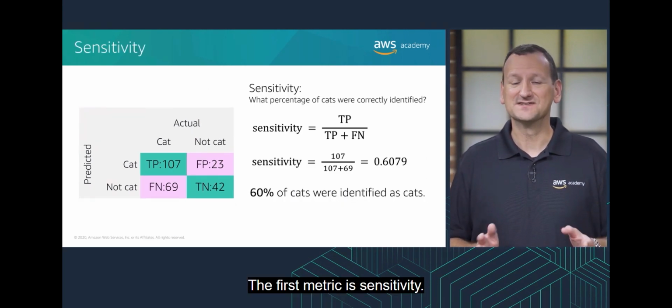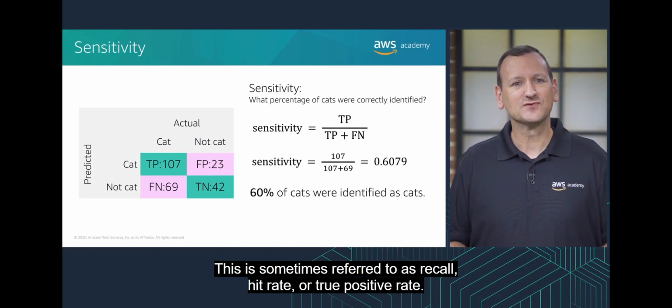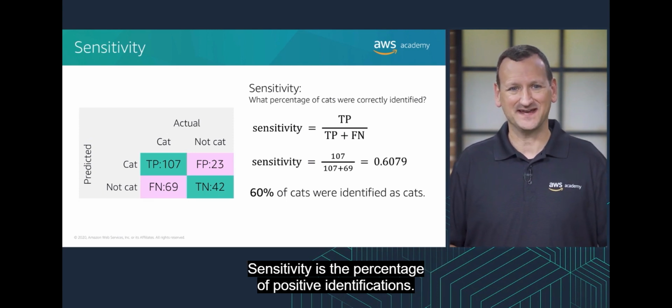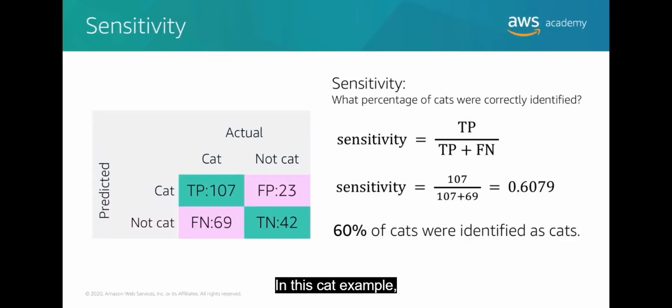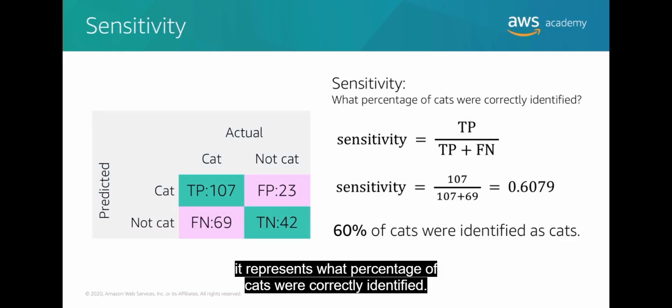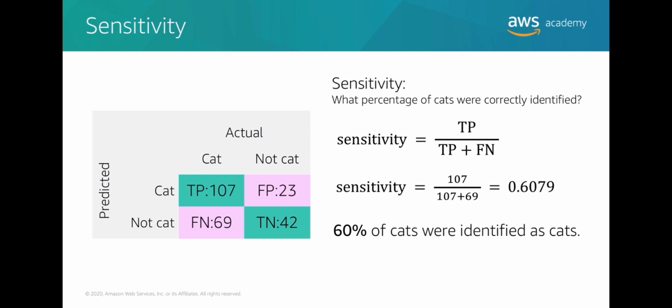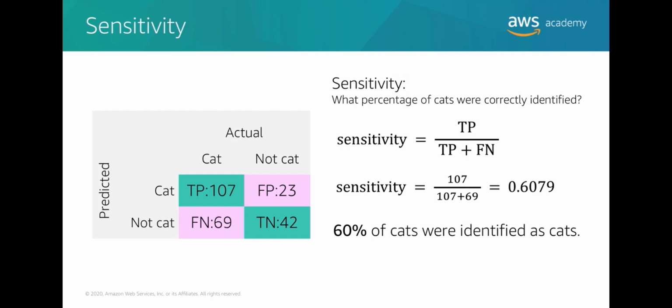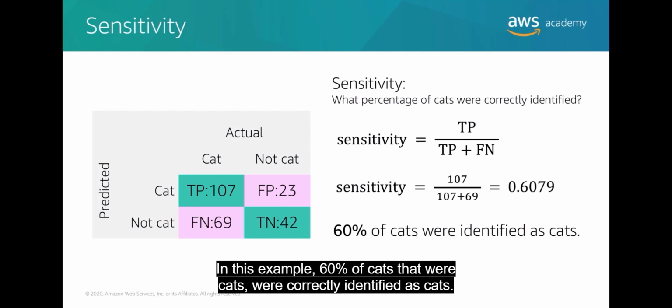The first metric is sensitivity. This is sometimes referred to as recall, hit rate, or true positive rate. Sensitivity is the percentage of positive identifications. In the cat example, it represents what percentage of cats were correctly identified. To calculate sensitivity, take the number of true positives, or the number of positive identifications of cats, and divide that by the total number of actual cats. In this example, 60% of cats that were cats were correctly identified as cats.